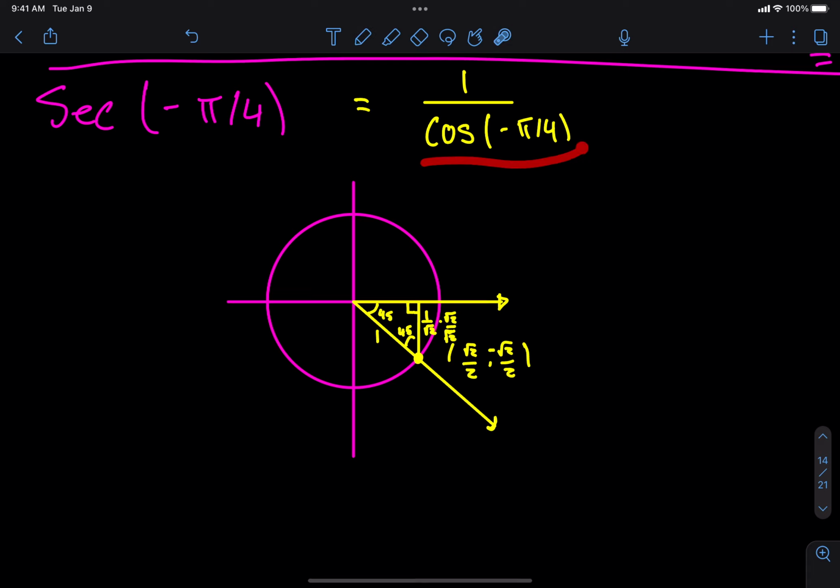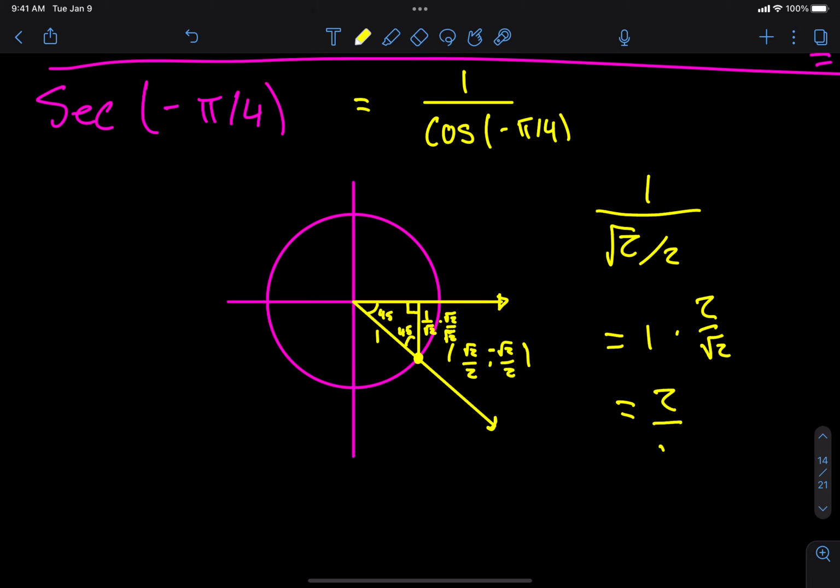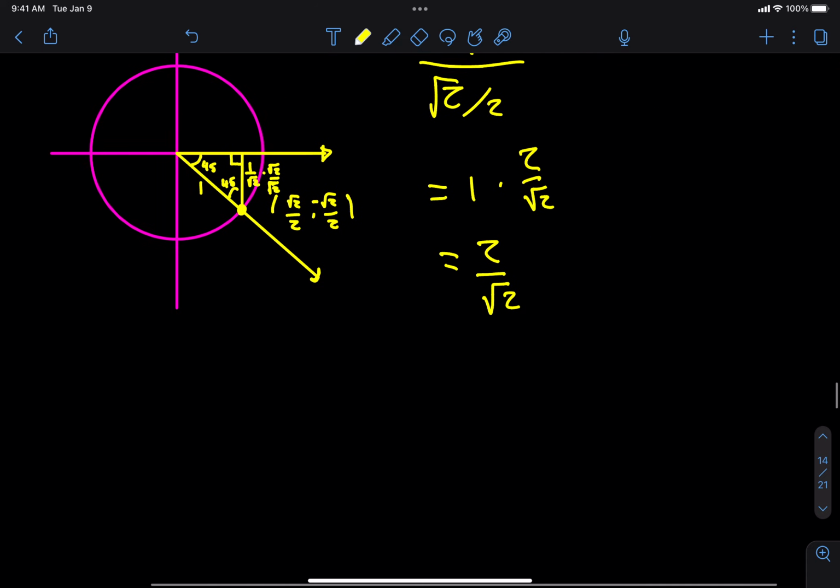And what is cosine of negative pi over 4? Is it going to be the x-coordinate or the y-coordinate? It should be the x-coordinate. So cosine of negative pi over 4 is the x-coordinate. So we're going to take 1 and divide by square root of 2 over 2. So 1 divided by square root 2 over 2 is the same as 1 multiplied with 2 over the square root of 2, which is 2 over the square root of 2. And am I done? Or one thing left to do. What is the last thing? Rationalize the denominator by doing what?